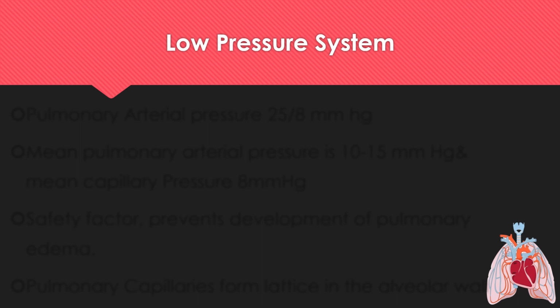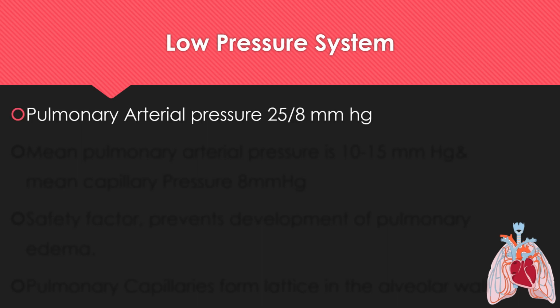Pulmonary circulation is a low pressure circulation. So let us see the pressure in the right ventricle. The right ventricular pressure during systole is 25 millimeter of mercury, and during diastole is 0 to 1 millimeter of mercury. Whereas the pulmonary arterial pressure is 25/8 millimeter of mercury. So systole is 25 and diastolic pressure is 8 millimeter of mercury.